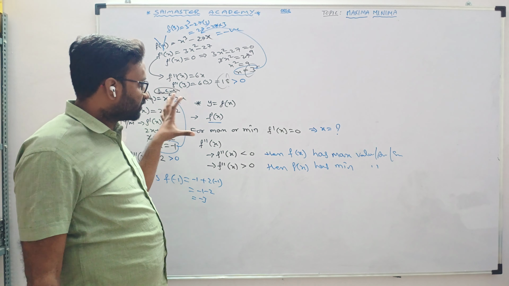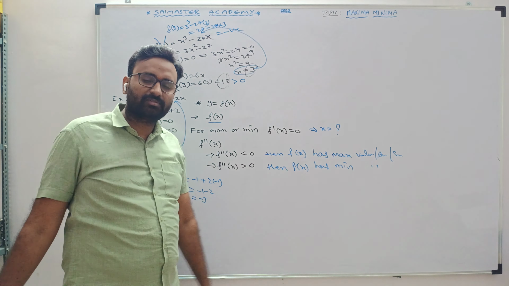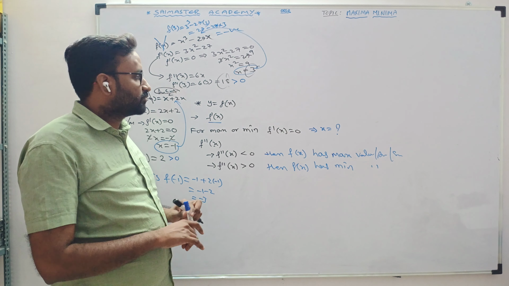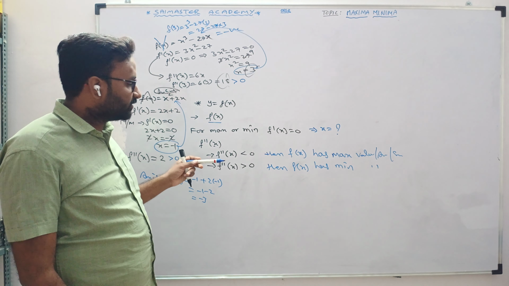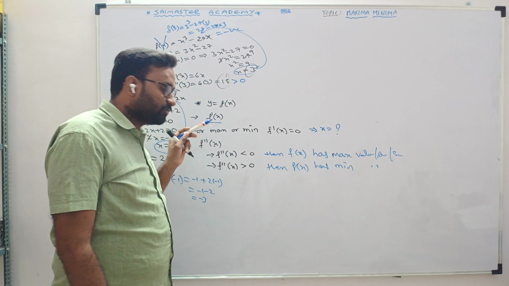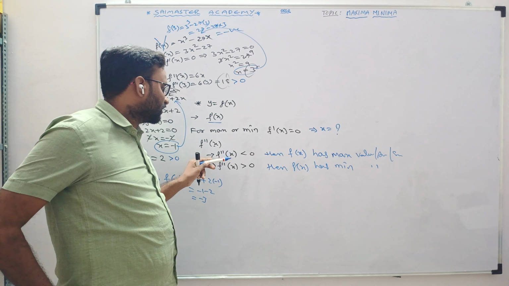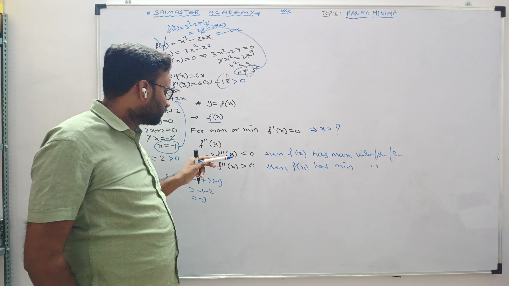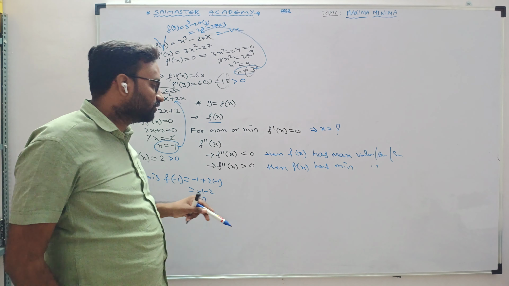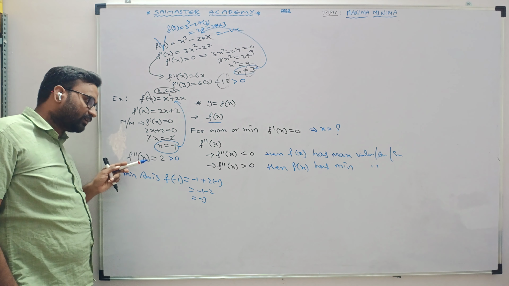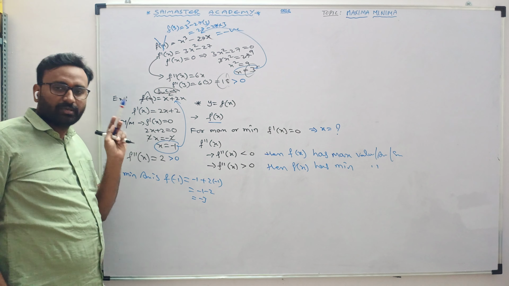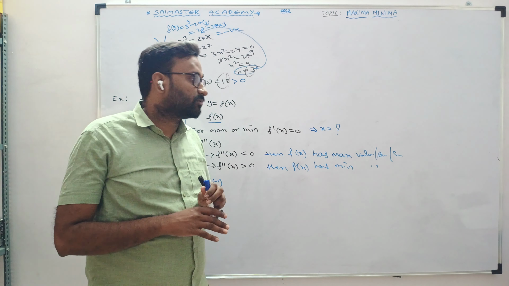If you understand perfectly, you can solve any question easily. Steps: take the function, find the first derivative, and make the first derivative 0. Again find the second derivative, and substitute the x value in the second derivative. If you get less than 0, it has a maximum value. Greater than 0, it has a minimum value. Sometimes you get f double dash equal to a value directly, and then we can say directly whether it has a minimum or maximum. Okay, so now we are going to discuss the problems.